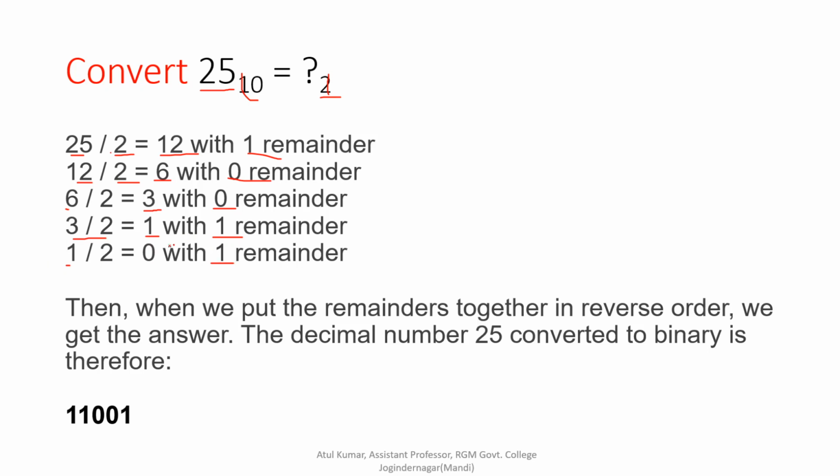So we have to stop here. When the quotient becomes 0, we stop, and the equivalent binary number is read from downwards to upwards. So firstly 1, then 1, then 0, then 0, then 1. So the answer is 11001. This is the conversion of 25 from the decimal number system into binary.